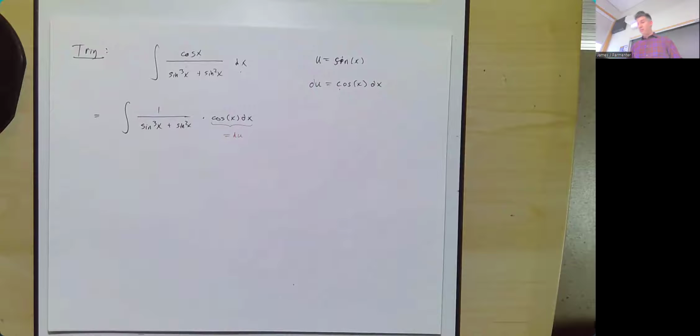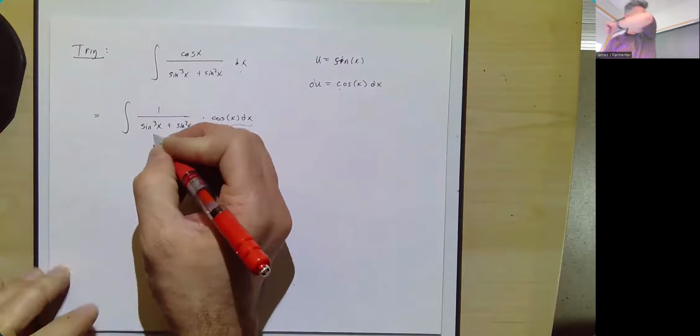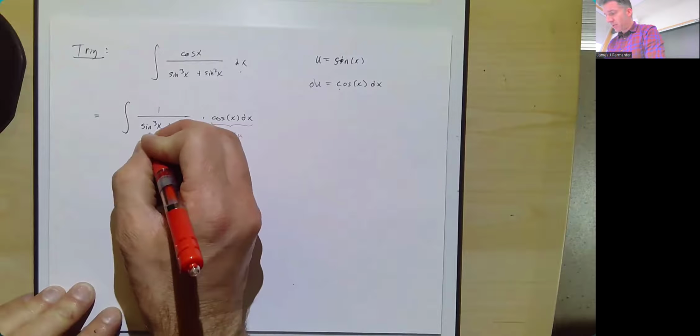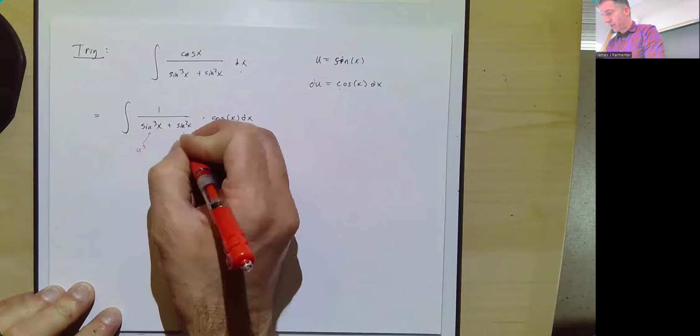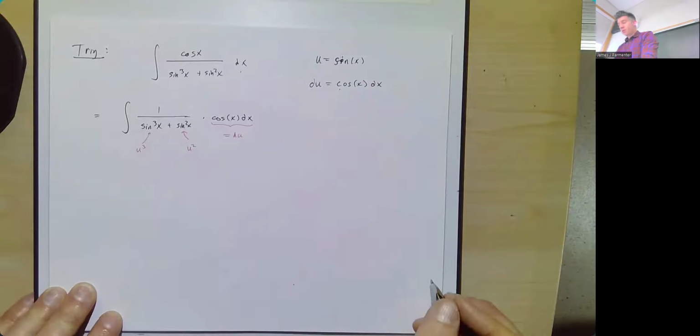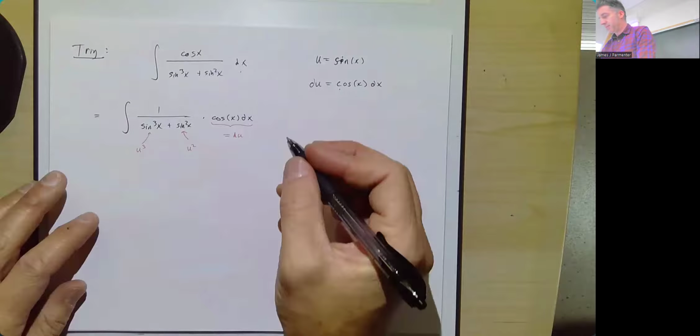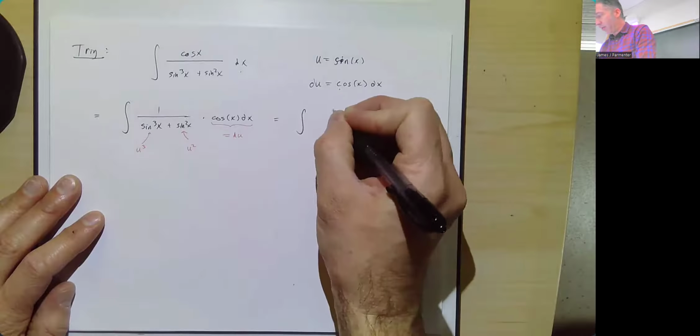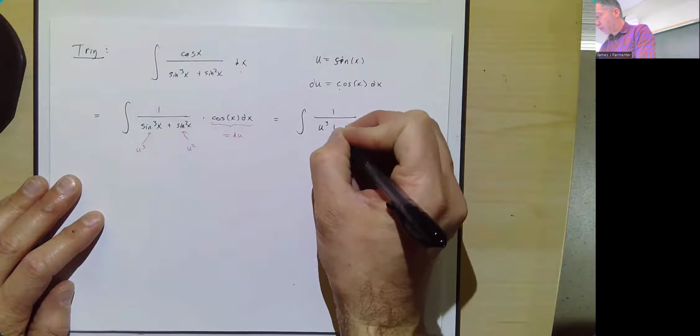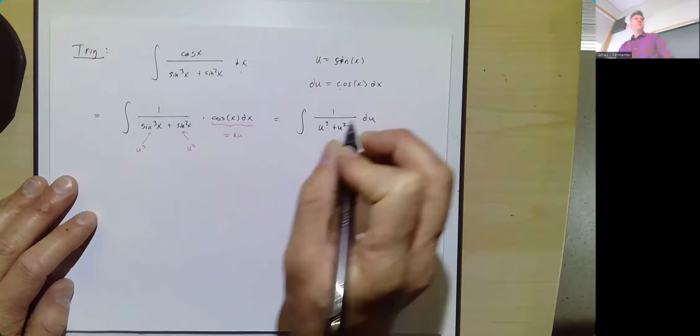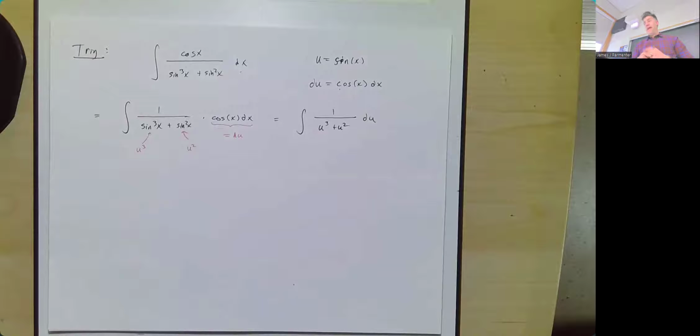But now that we've dealt with that, we can see that sine cubed is going to be u cubed, and sine squared is going to be u squared. So we can rewrite this as the integral of 1 over u cubed plus u squared. And now what?